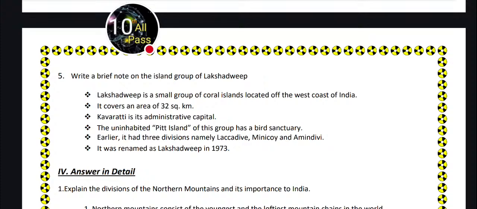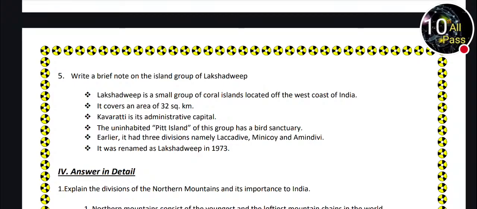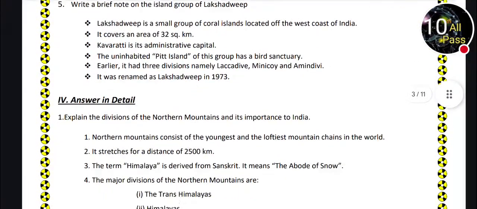Fifth one, write a brief note on the island group of Lakshadweep. Answer: Lakshadweep is a small group of coral islands located off the west coast of India. It covers an area of 32 square kilometers. Kavaratti is its administrative capital. The uninhabited Pitti island of this group has a bird sanctuary. Earlier, it had three divisions, namely Laccadive, Minicoy, and Amindivi. It was renamed as Lakshadweep in 1973.